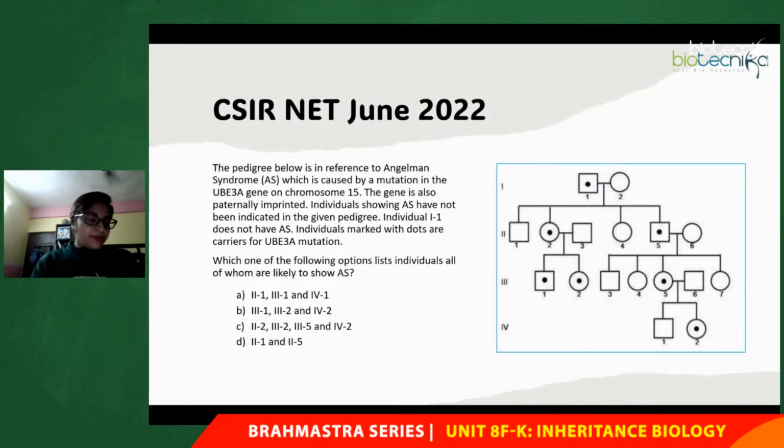Okay. Next question. This is also a type of question which can be answered very easily, in less than 30 seconds, provided you have the underlying concept. This concept is not related to pedigree. Here it is a combination.